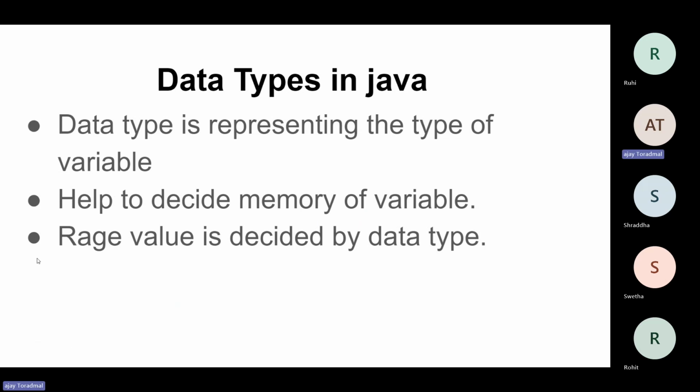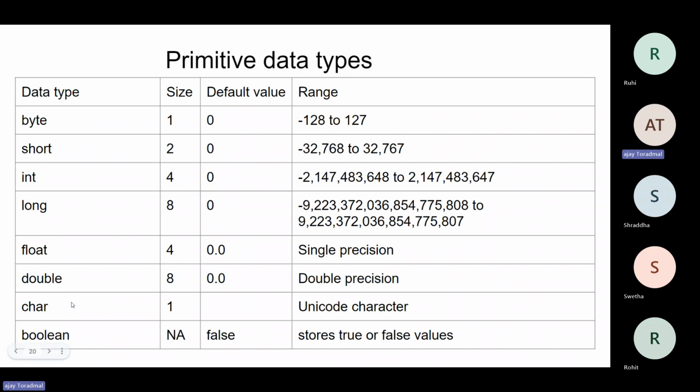The next statement I made: because of your data type, it will help to decide the ranges as well. Each and every data type has its own range available here. Now for the byte, inside the byte you can store values from -128 to 127, if you are declaring any byte variable.